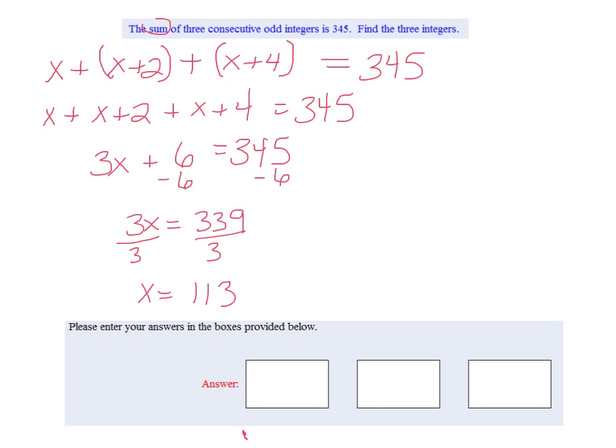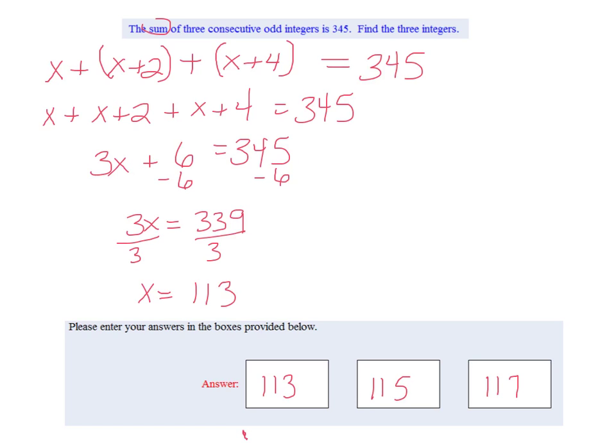Now notice there's 3 answers here, so you've got to pay attention to what you just found. I found x. X, if you'll recall, was my first integer. So I know that my first answer is 113. But they want all 3 of them. So now my next one is 113 plus 2. So that would be 115. All right, and then the last one is my 113 plus 4. So that'd be 117. And those are my answers. Those are my consecutive integers.